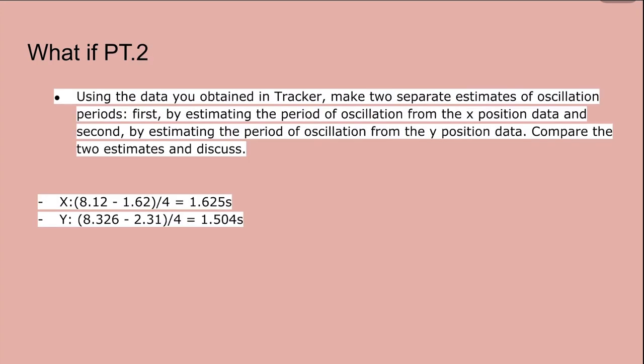So what if, when using data in the tracker, we make two separate estimates of the oscillation period, in the x and y coordinates, and then we just have to compare the two estimates and discuss. In the x coordinate, I got 1.6 seconds, and in the y coordinate, I got 1.5 seconds.